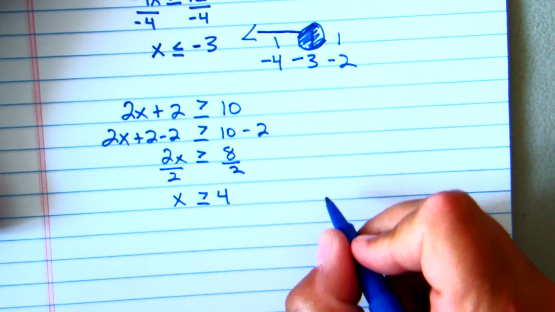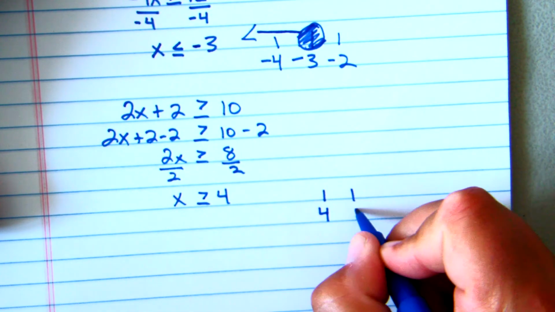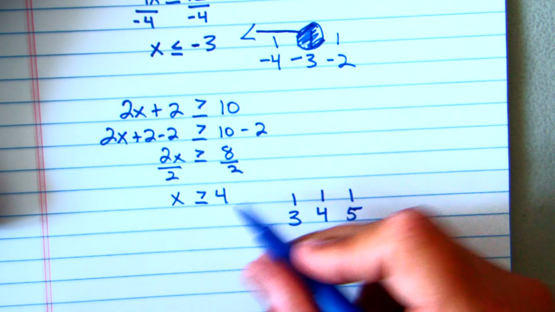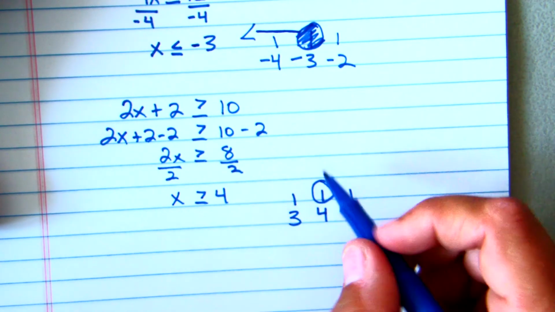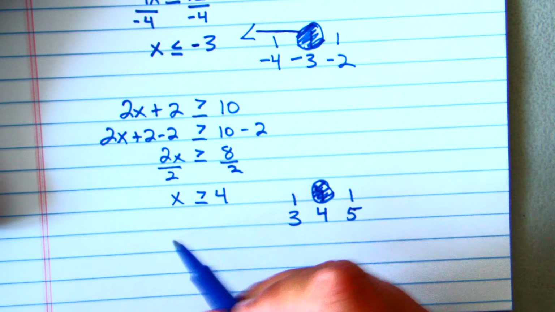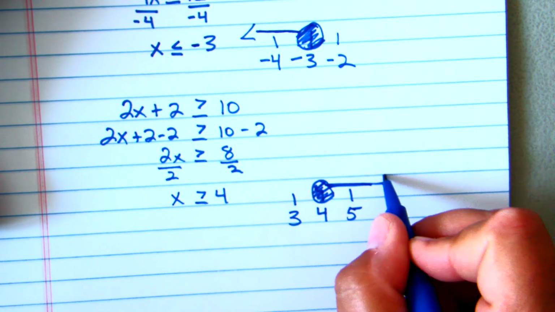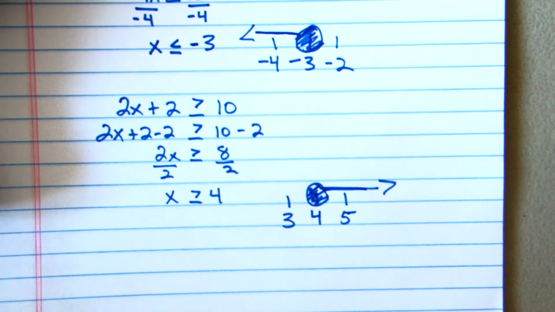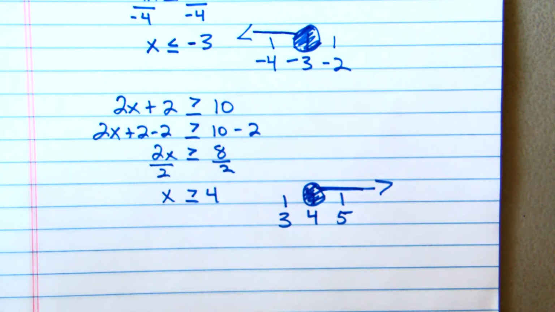And then if I wanted to graph that, I would have 4, and here's 5, and right here is 3. I will circle 4. Yes, I'll fill it in because it's or equal to. X is greater than or equal to 4, so any number greater than or equal to 4. This problem would be a good bonus on your test, a two-step inequality.